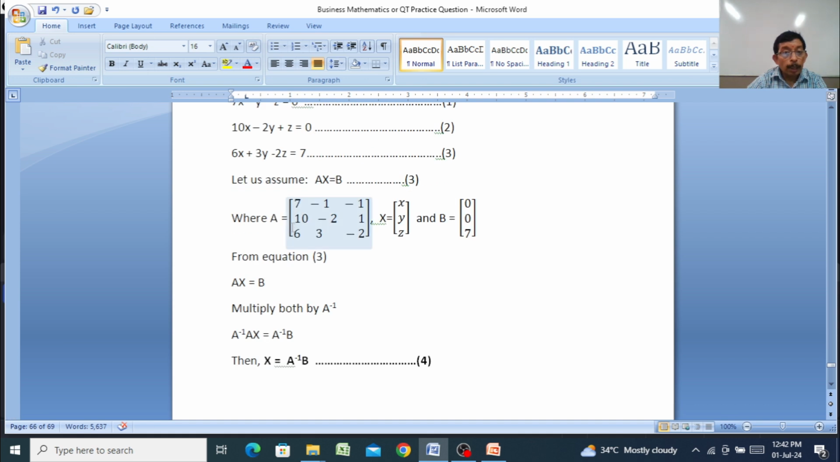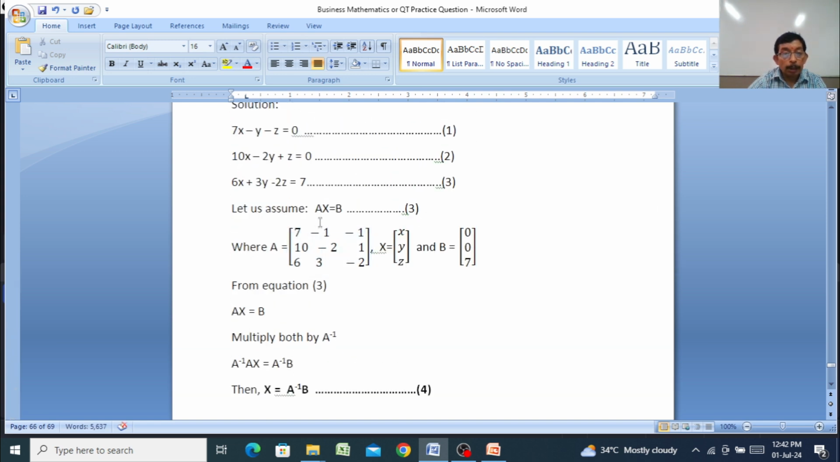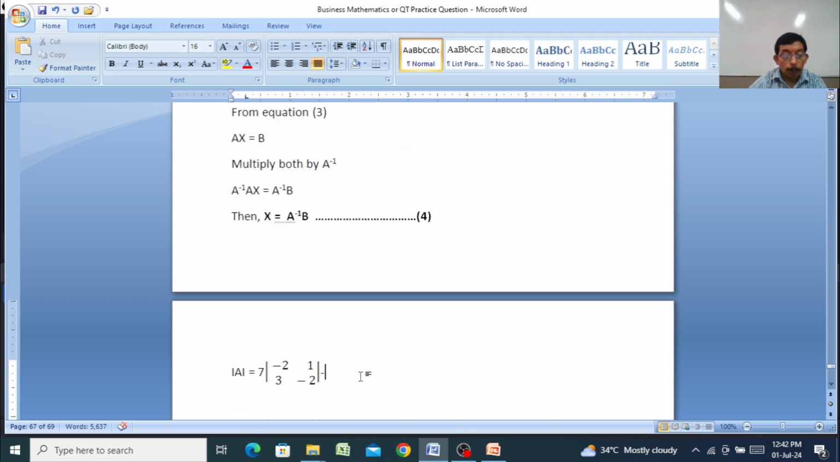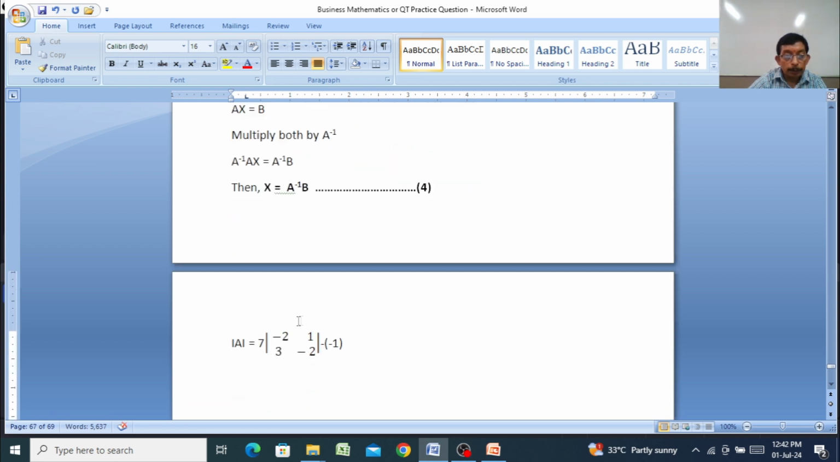The first element is 7 and the corresponding cofactor is C11. Then the first row, first column element is cancelled out, and the remaining elements are minus 2, 1, 3 minus 2. Note down here. Then the second element takes the negative sign. First is positive, second negative. The second element is minus 1. Note down minus 1. And the corresponding cofactor C12.